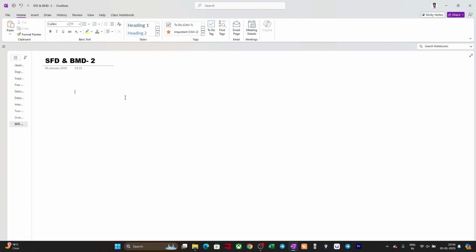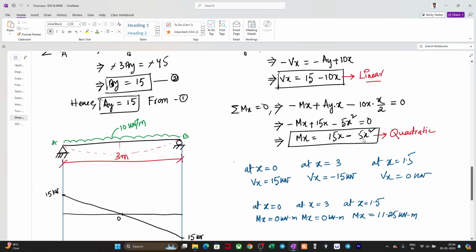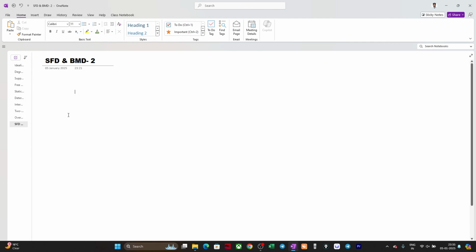So last time we have seen that the shear force diagram expression we got was defining a linear equation, and for the moment we got a quadratic equation, which was telling us that the moment diagram will be of parabolic shape. Today we'll see, with another loading condition, whether we are getting a similar kind of expression or a different type of expression. So we'll try to understand that.